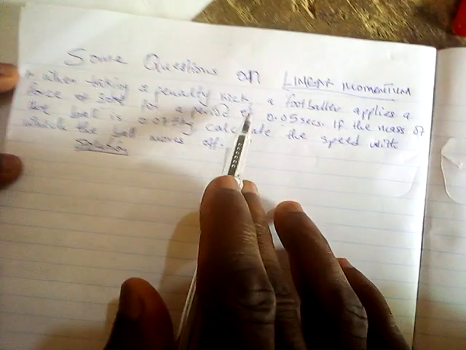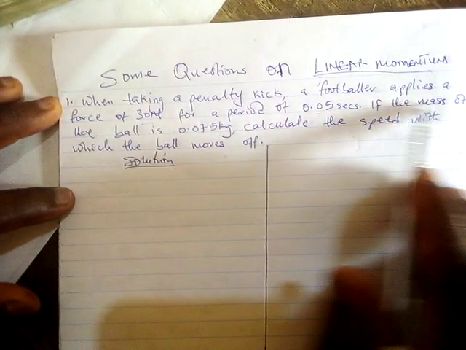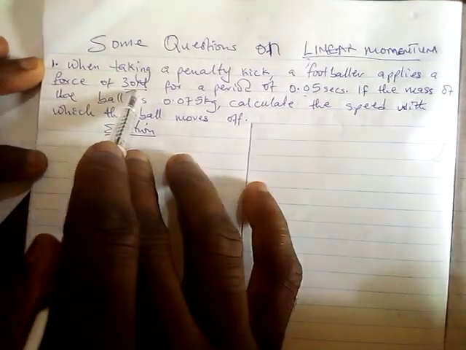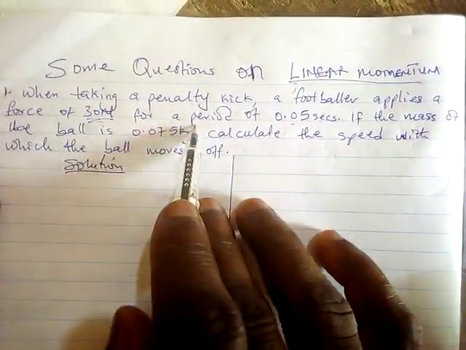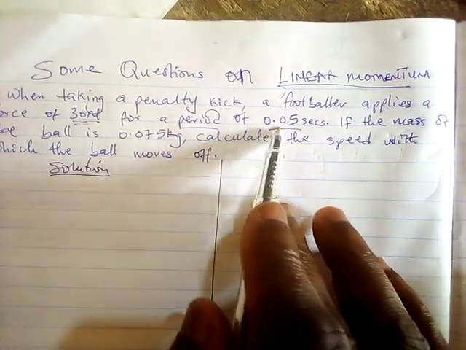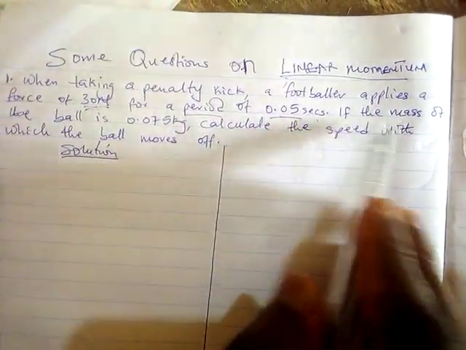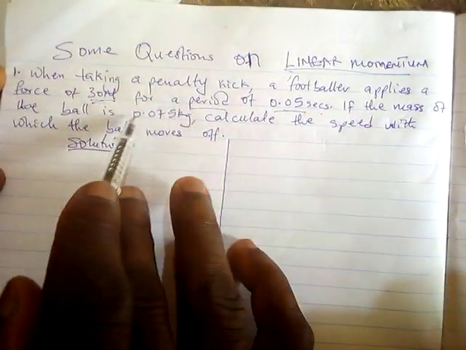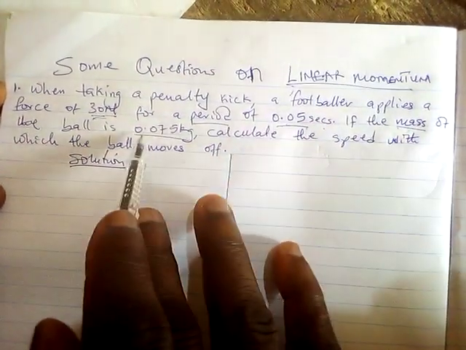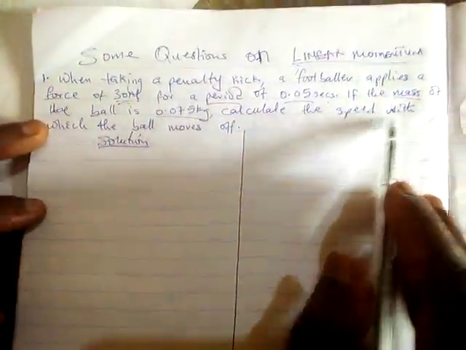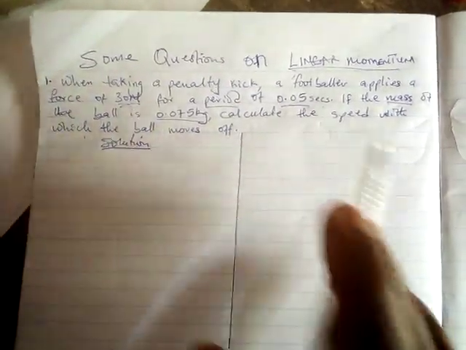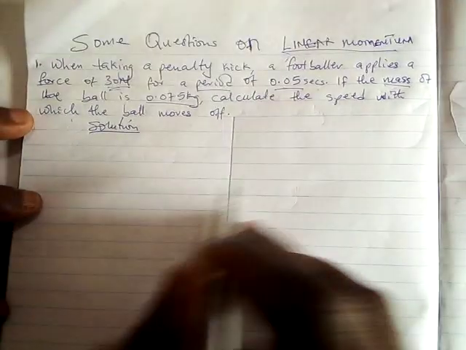So the first thing, let's read the question. When taking a penalty kick, a footballer applies a force of 30 Newton for a period of 0.05 seconds. Don't forget, a period of 0.05 seconds. The mass of the ball is 0.075 kg. The question says, calculate the speed with which the ball moves off. So what we are looking for in this question is the speed.